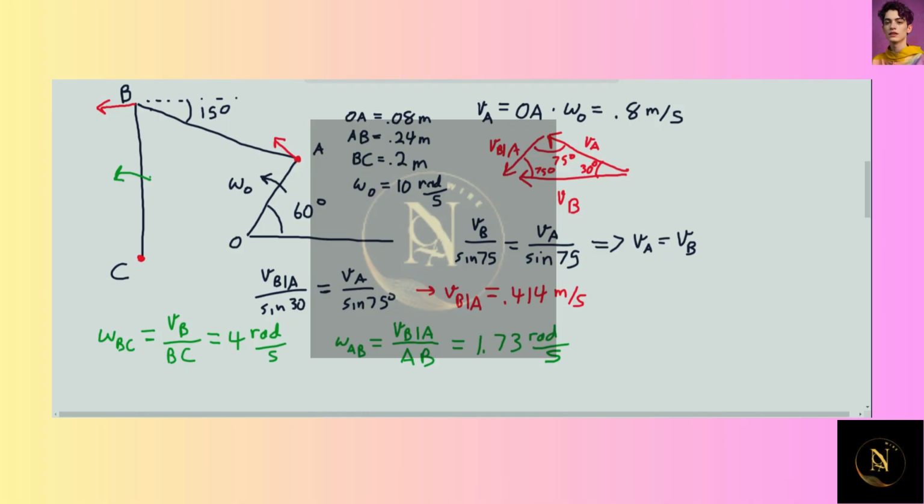And then we need to make sure we say what direction each of these are moving in. Omega 0 is a counterclockwise direction. AB is moving in a counterclockwise direction as well, since A is moving up some, B is just moving to the left. And BC is also moving in a counterclockwise direction. So everything here is counterclockwise.